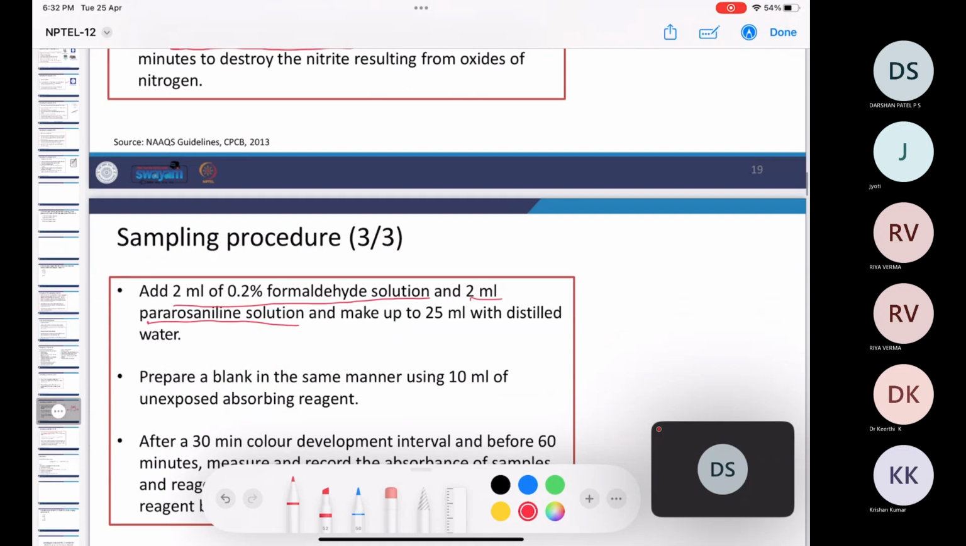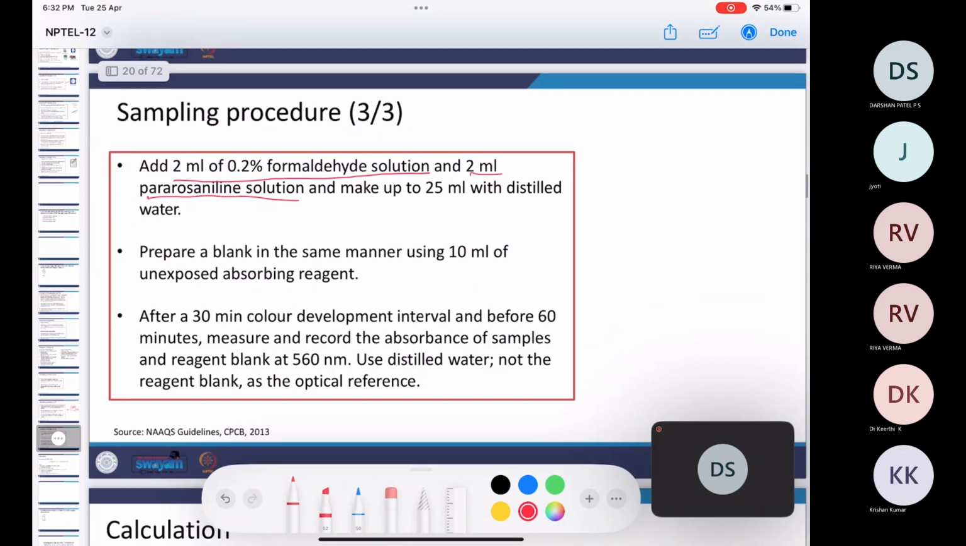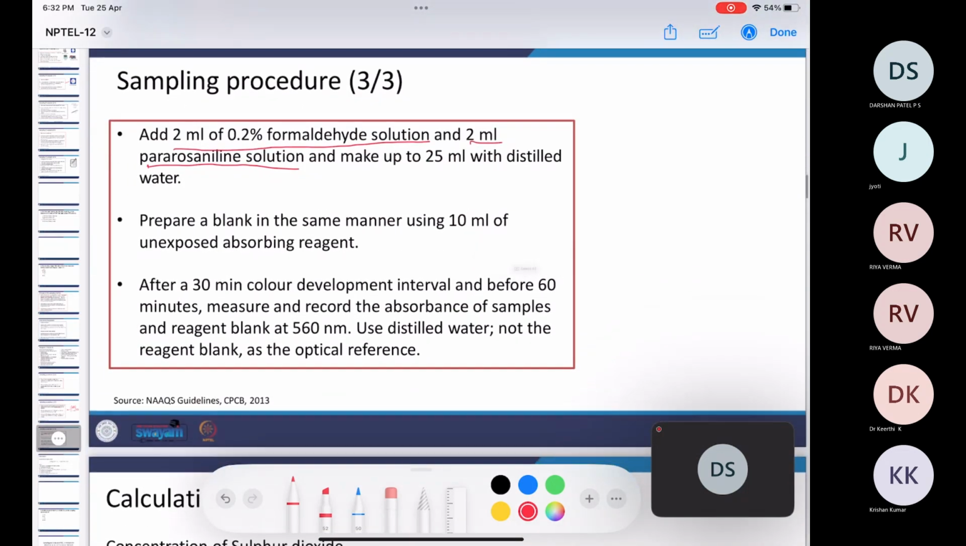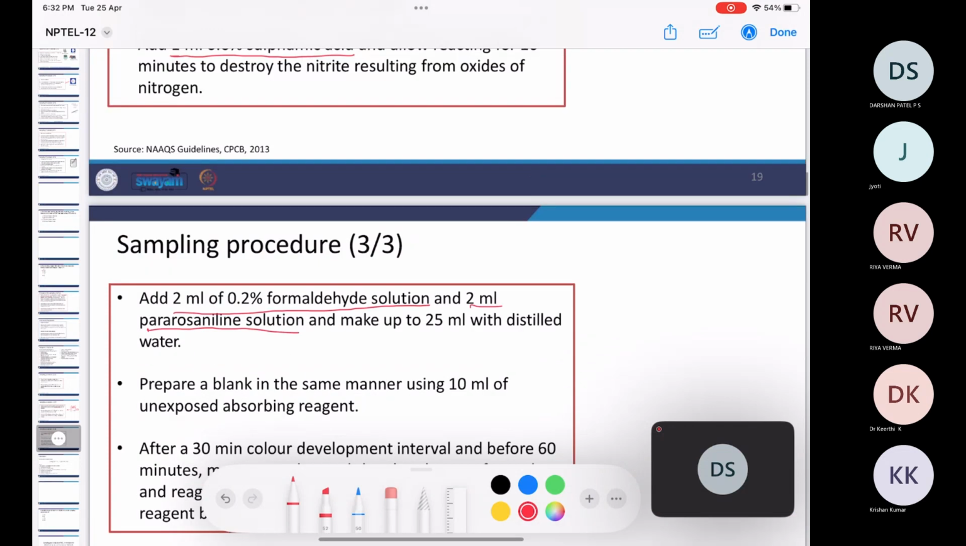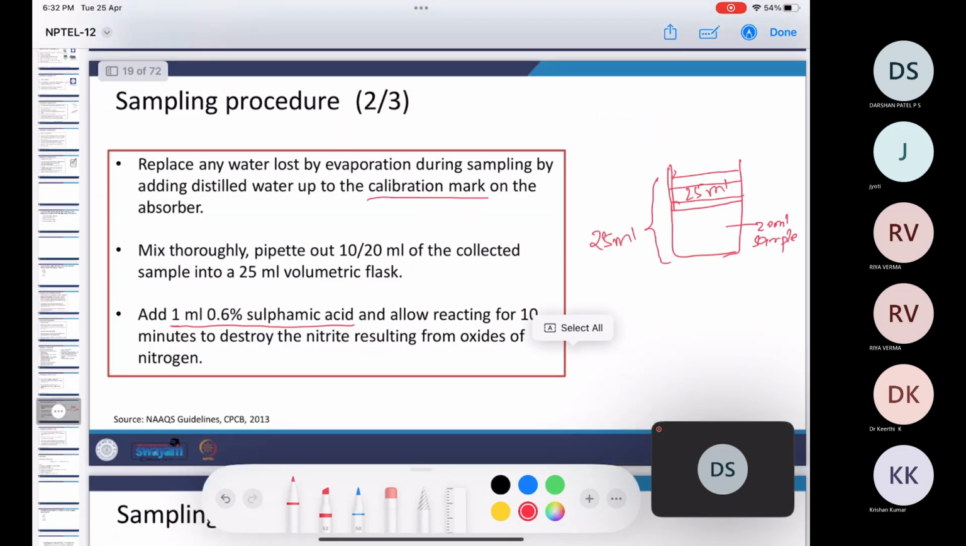by adding distilled water. Then we need to prepare a blank in the same manner using 10 ml of unexposed absorbing reagent. Let's say initially it's 10 ml, then it would be easier to understand. 10, 1, 2, 2. This will be 15. Then we add 10 ml of distilled water.